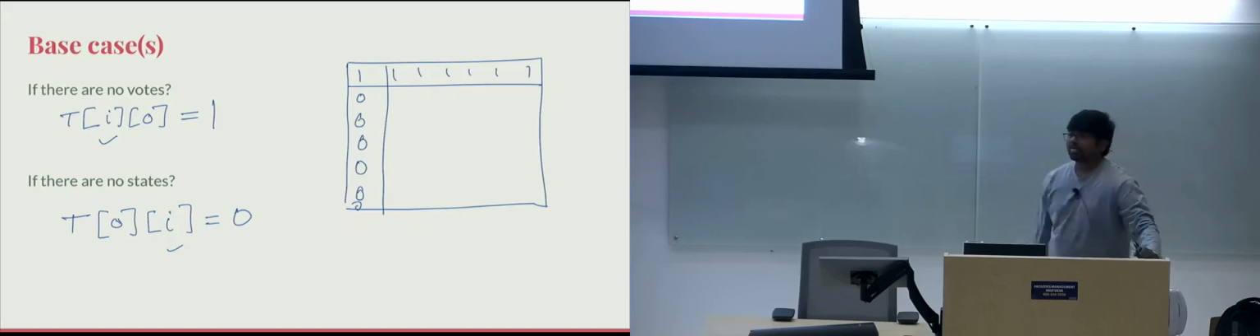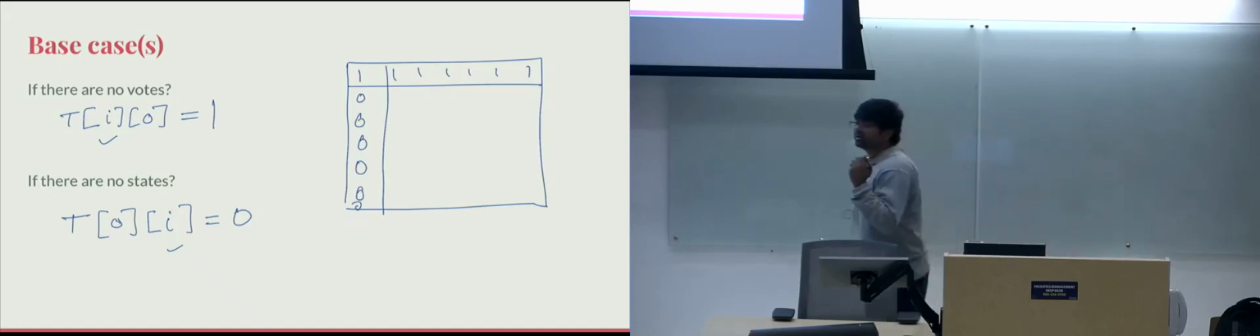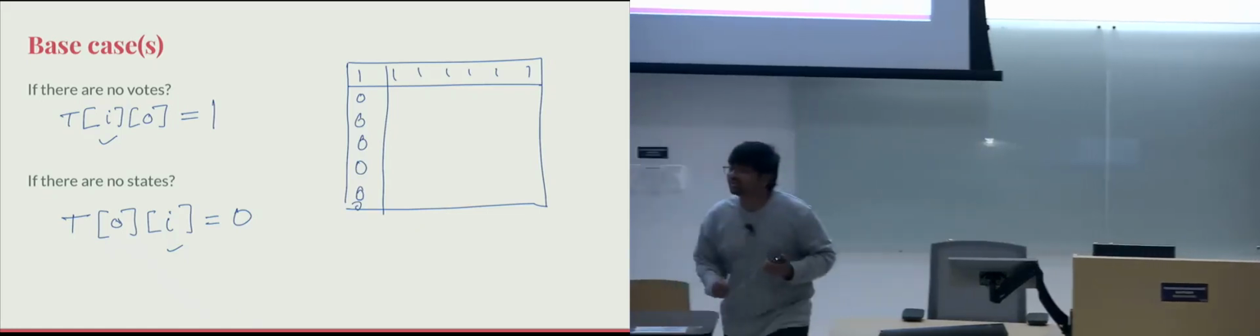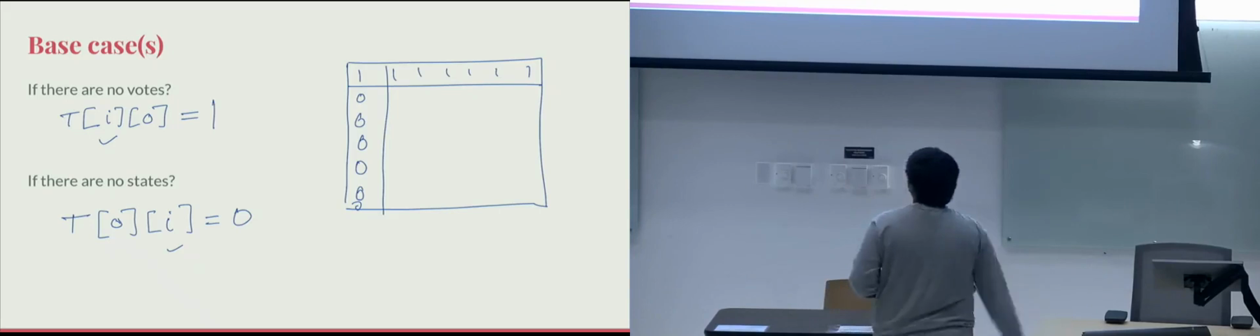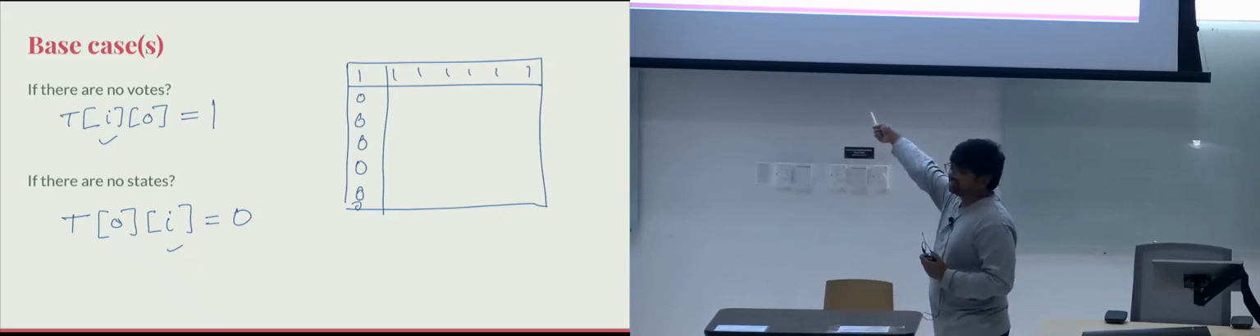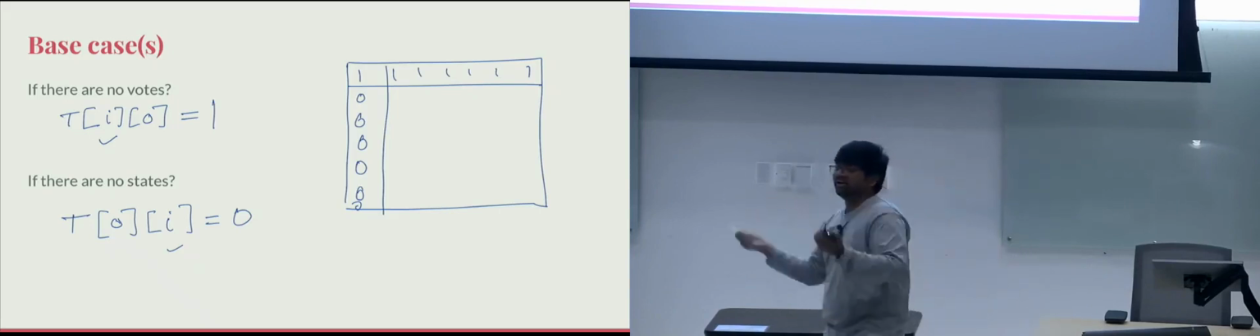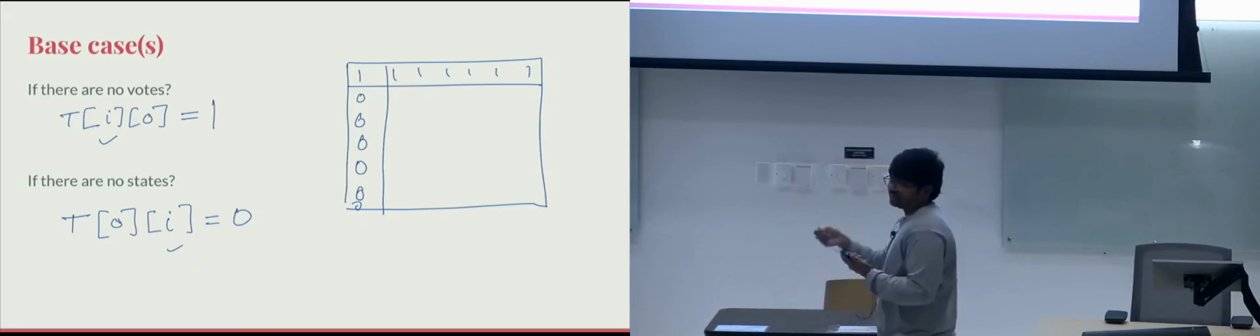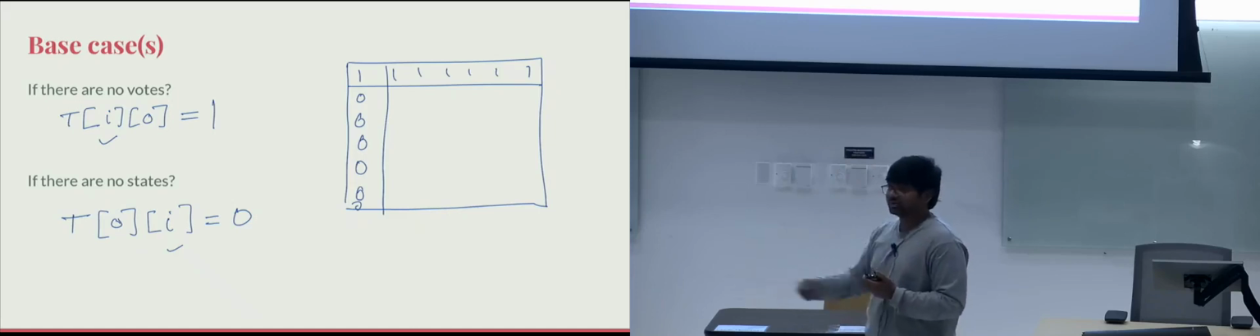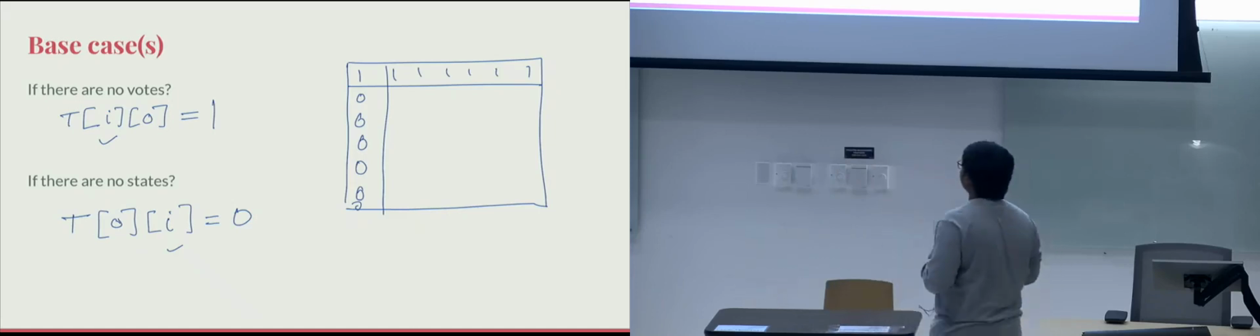Sorry, I couldn't hear you. I can change that variable. Yeah, it should be j. I'm just saying it can be any value i or j, but the number of states is 0. You don't have any state, but you still need some votes. Okay. I think I should change it to j here.